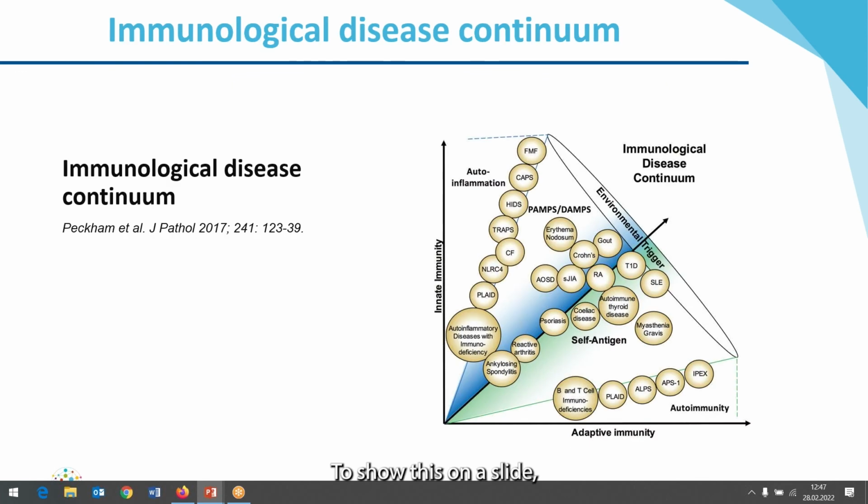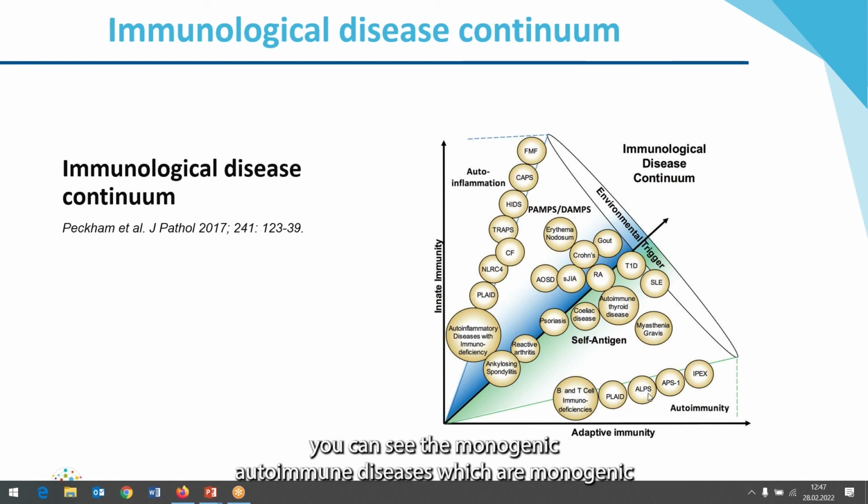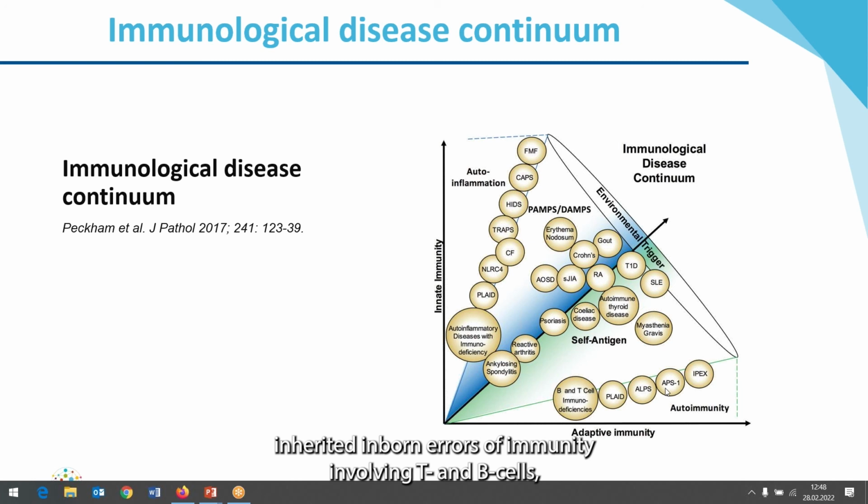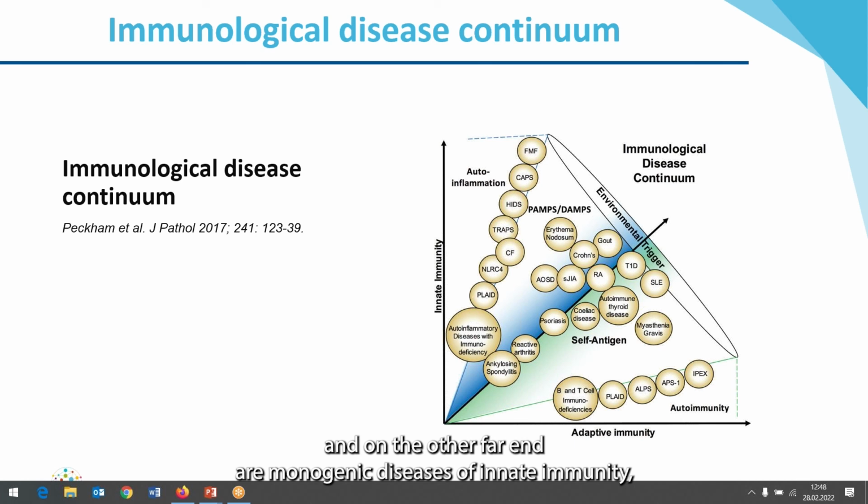To show this on a slide, if you can see my arrow, on this adaptive immunity side, you can see the monogenic autoimmune diseases, which are monogenic, inherited, inborn errors of immunity involving T and B cells. On the other far end are monogenic diseases of innate immunity, so these are the common monogenic autoinflammatory diseases. In between, there are several much more common diseases, such as systemic juvenile idiopathic arthritis, Crohn's disease, and other diseases that share both components of autoinflammation and autoimmunity.